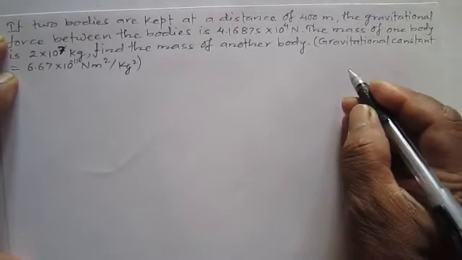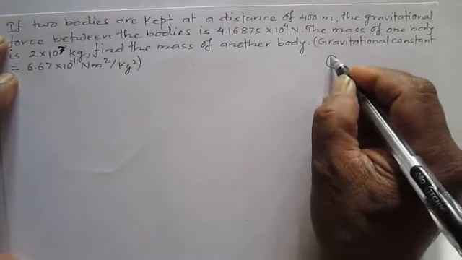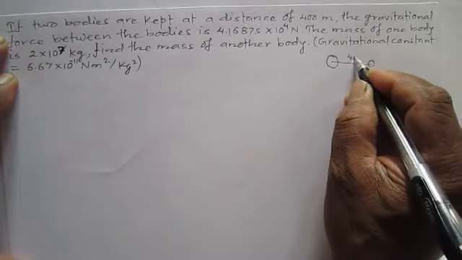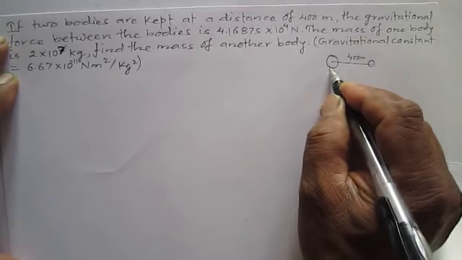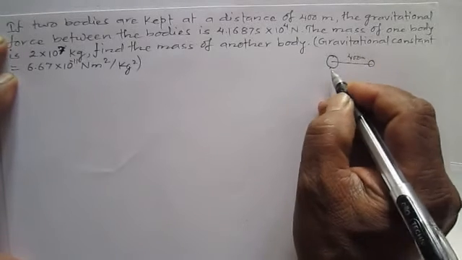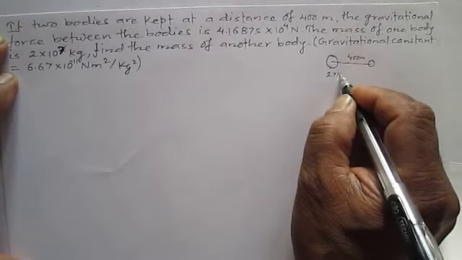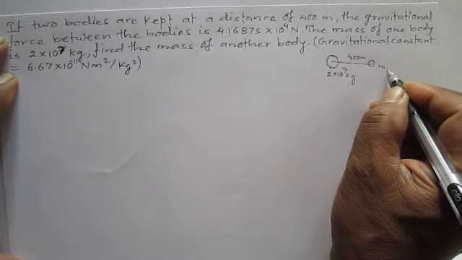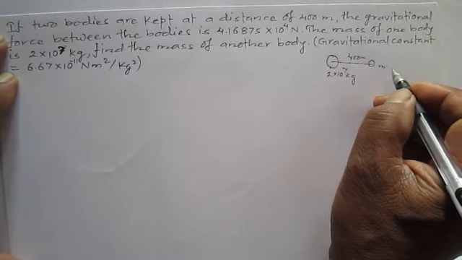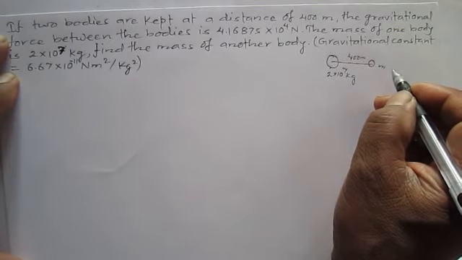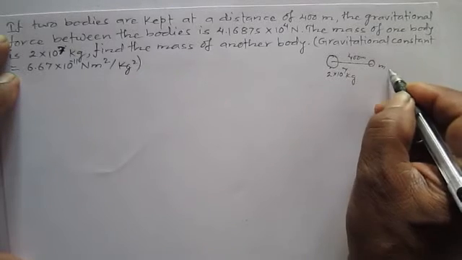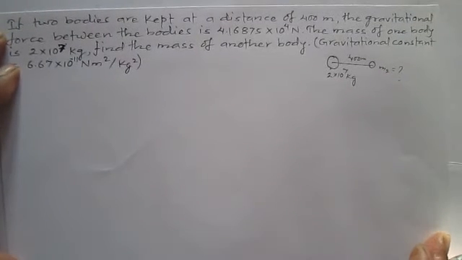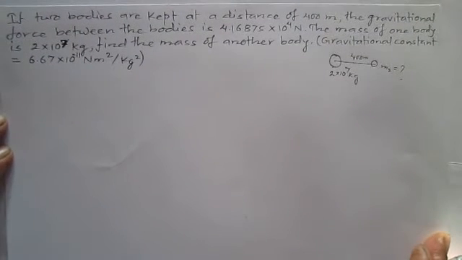It means two bodies. Let's say this is one body, this is another body. They are kept at a distance of 400 meters. One of the masses is given, and its mass is 2 into 10 to the power 7 kg. Another mass is the question. How much the second mass is, is asked. If this is M1, then what is M2? This is the question. Shortcut explanation about the question. Now let's go through the detail.